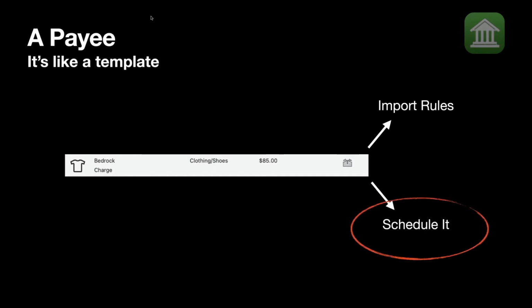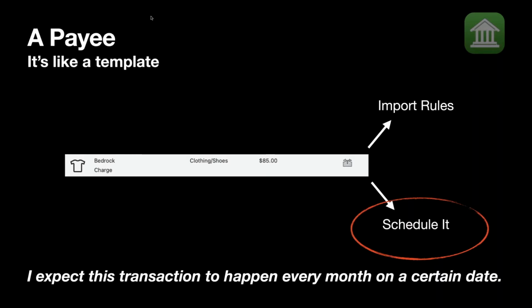Well, a payee can also be scheduled. So you can have a payee in the app that has all this information associated with it, the category, the amount, and so on. And you can say, you know what? I want this to happen every month, right? I expect this transaction based on this payee to happen every month, let's say on a certain date. And so payees can also be scheduled. And when we have a payee that is scheduled, we call that a scheduled transaction.